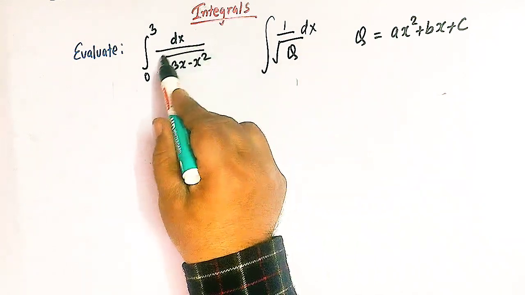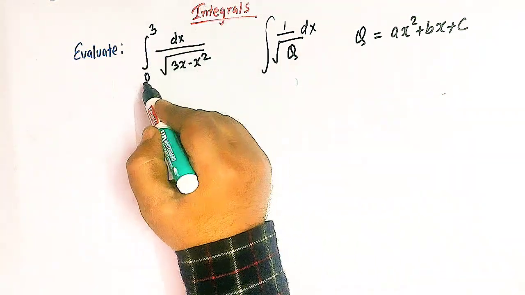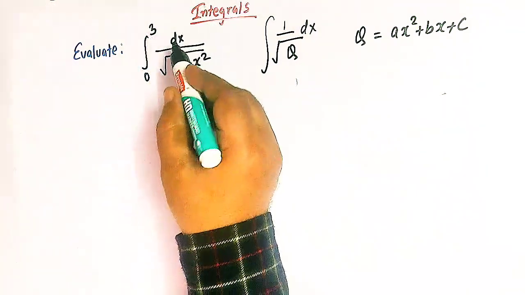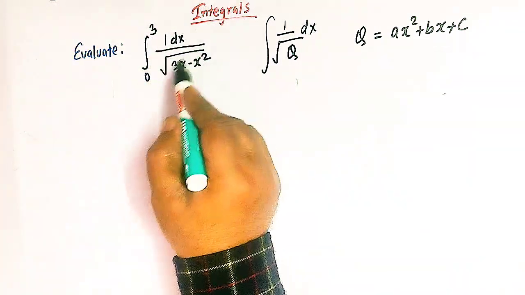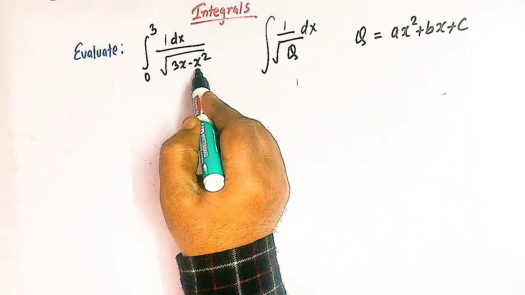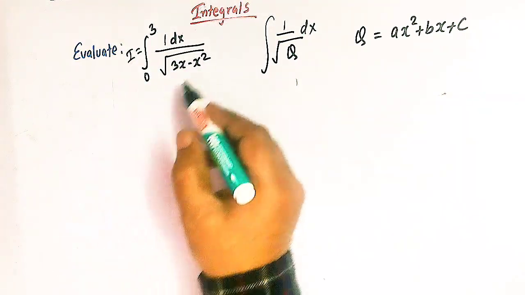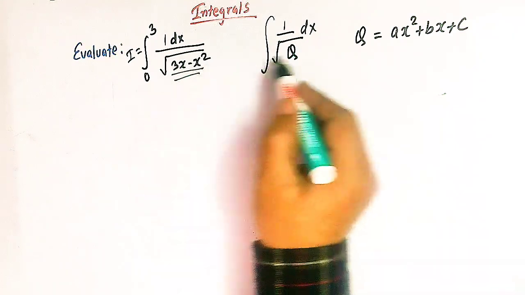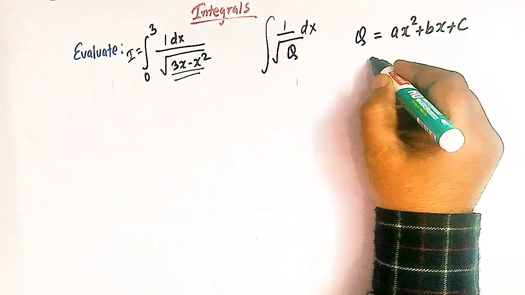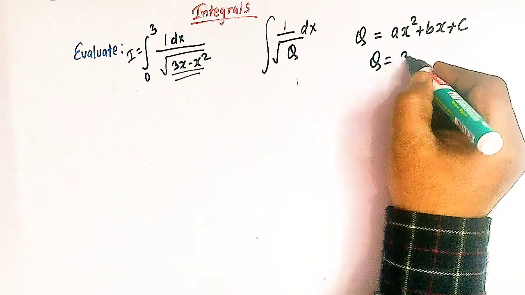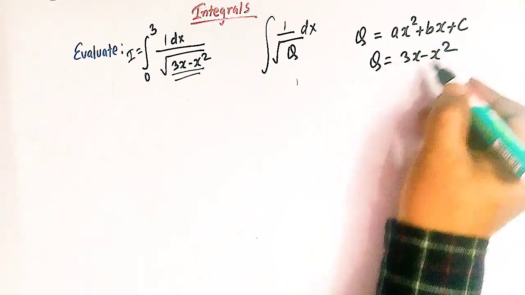So now here we see that we have the integral from 0 to 3, and here we have 1 over square root of 3x minus x square dx. So let us call this integral I, and here the quadratic polynomial is given by 3x minus x square.